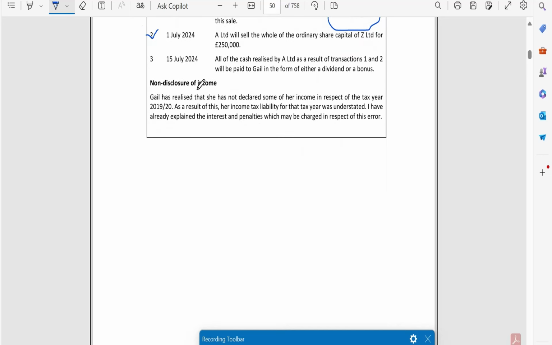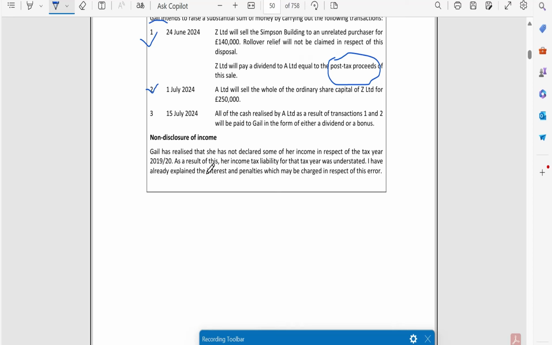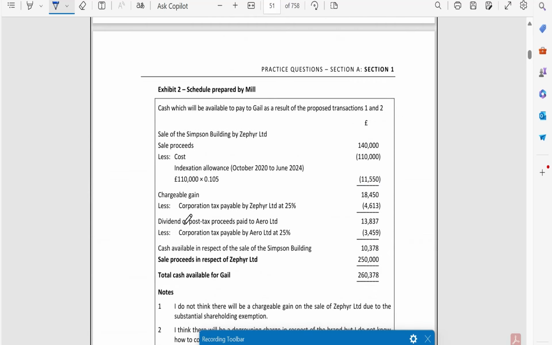Okay, non-disclosure of the income. Gill has realized that she has not declared some of her income in respect of tax year 2019/20. As a result of this, her income tax liability for the tax year was understated. I have already explained the interest and penalty which will be charged in respect of this error. So the point that should come to your mind is that if Gill has disclosed this error to HMRC, fine, no issue. But if not, consequences arise like money laundering and criminal proceedings. Our firm should also decide whether to cease to act for Gill or inform HMRC. So these will be the consequences if Gill does not disclose this error to HMRC. If she has disclosed it, then no issue.